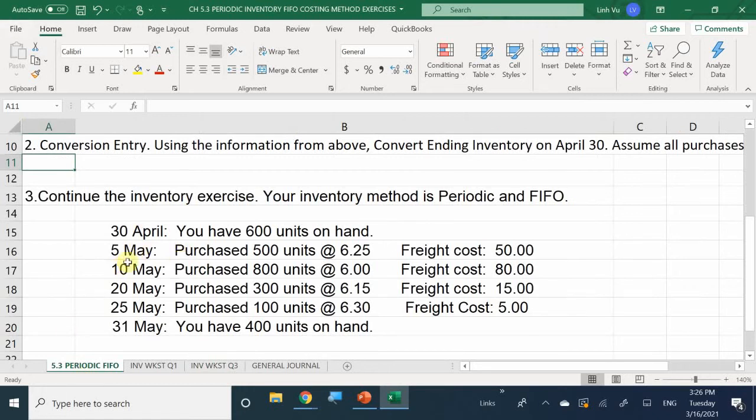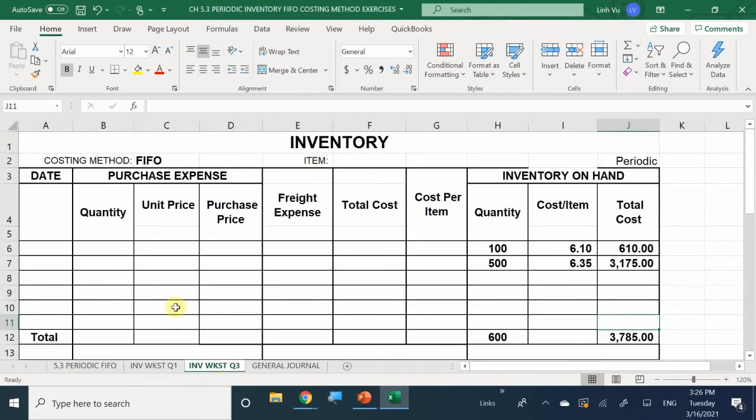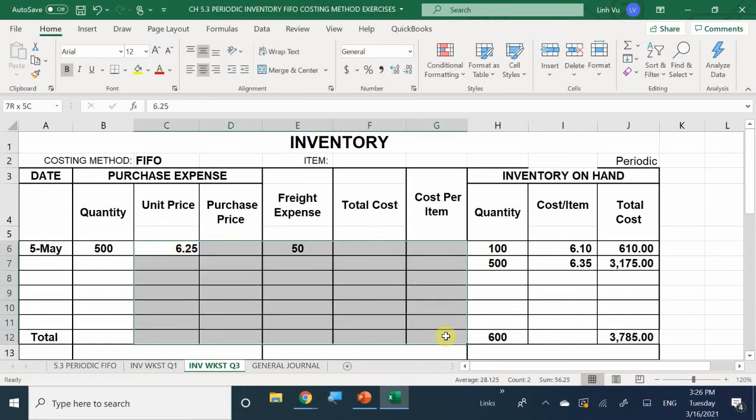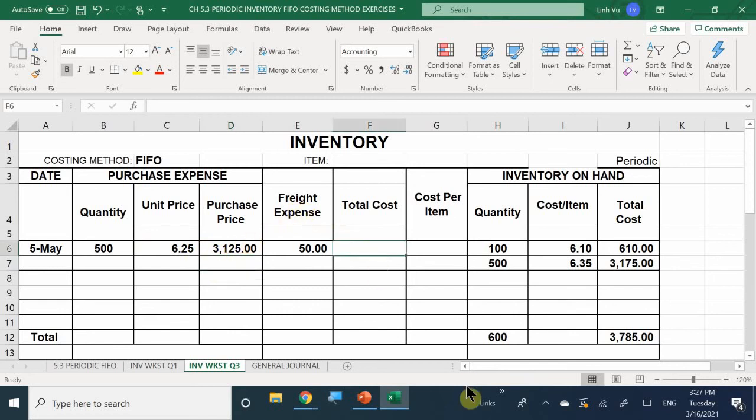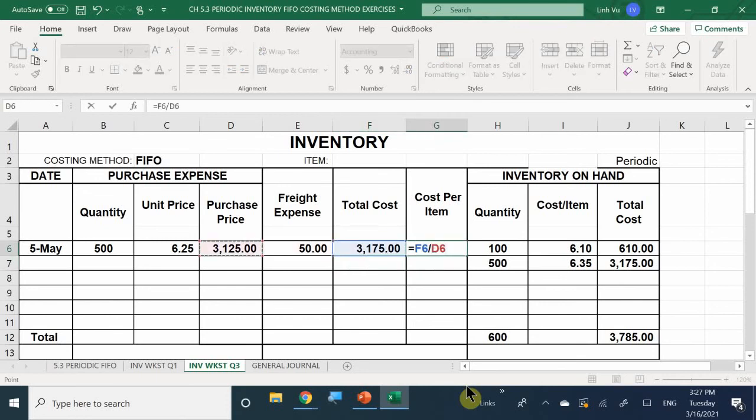So first things first, on May 5th, we made a purchase of 500 units at $6.25 each, with a freight costing you $50. So once again, another purchase of that. What I'm going to record here is 500 units at 6.25 with a freight of 50. All right. So what is going to be my total purchase price here? Just purchase price is going to be... So my purchase price was $3,125. Okay, so add your freight, and what's my total cost? $3,175. Mm-hmm. And then, Felipe, what is my cost per item?